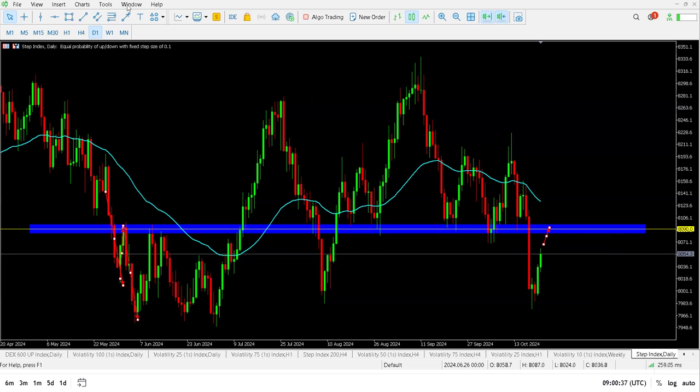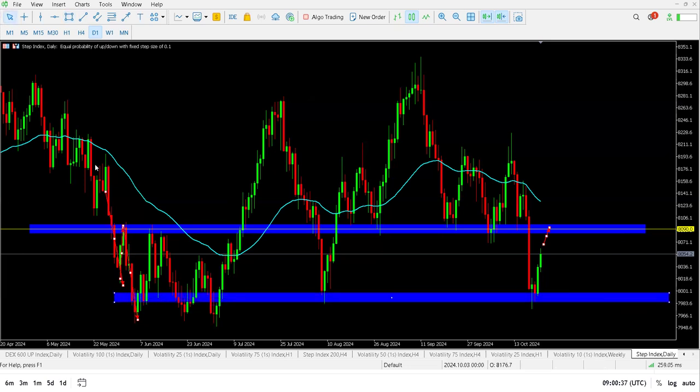And then once that happens, it's a no-brainer, guys. I'd be looking to sell Step Index back to these lows right here as my take profit level target. So price coming to the 1890 psychological level, then of course I'll be looking to sell Step Index back to the downside. And then guys, you know the drill.